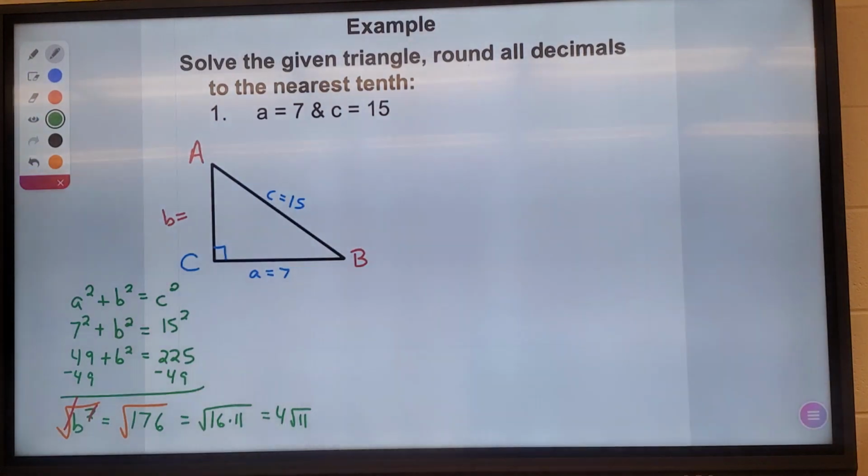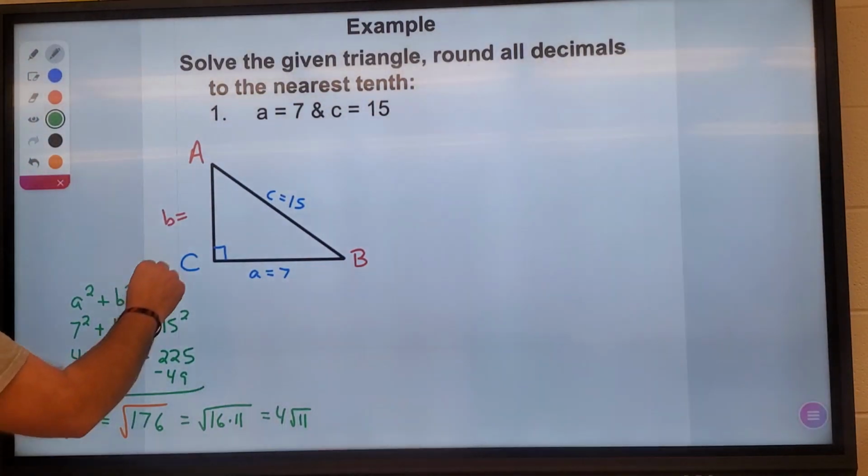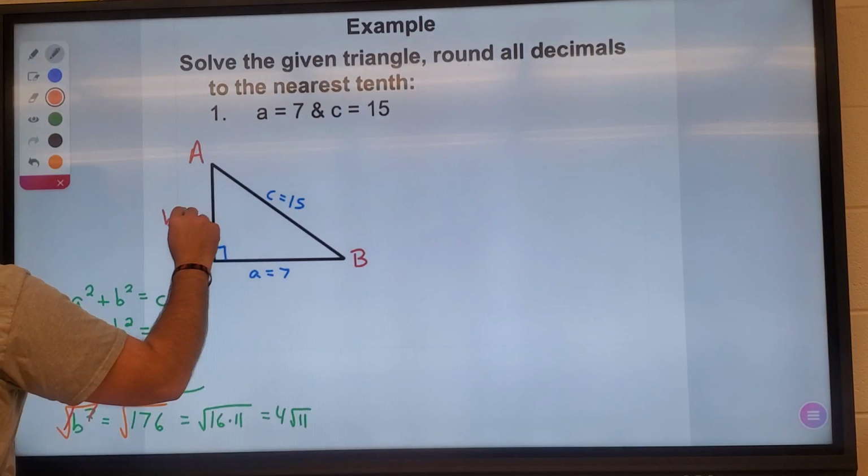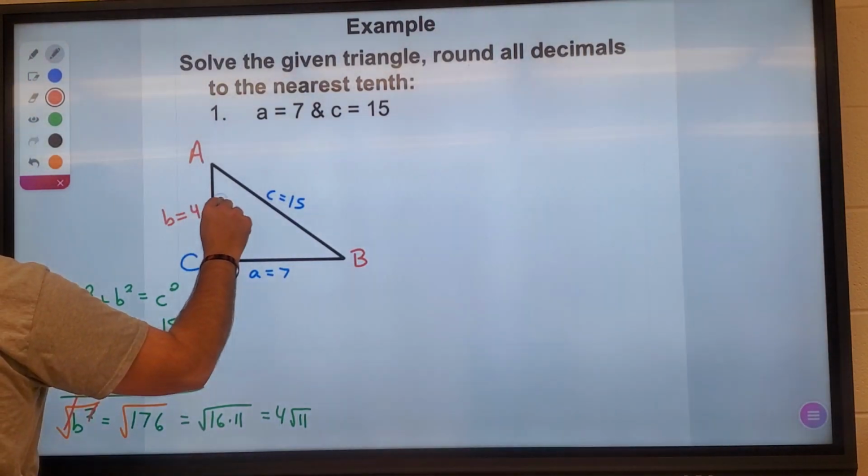I do not want decimal values for these. I do want a simplified square root, because again, I like to keep them as holistic as possible. So the answer here is 4 square root of 11.